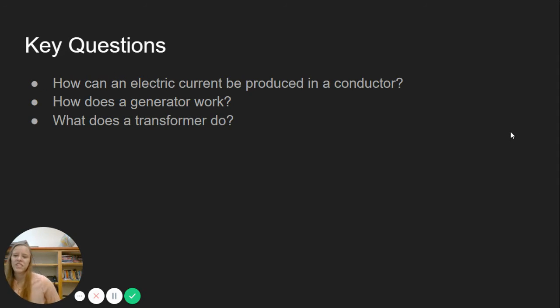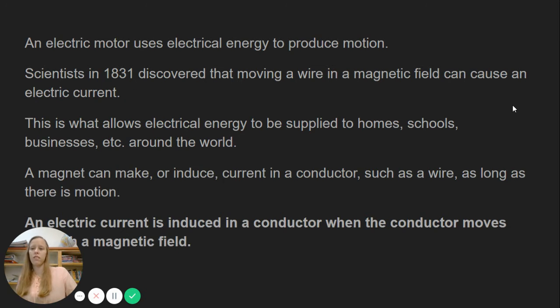So, let's look at our key questions for lesson 5. How can an electric current be produced in a conductor? How does a generator work? And what does a transformer do? So, looking at a few different machines here. An electric motor uses electrical energy to produce motion.